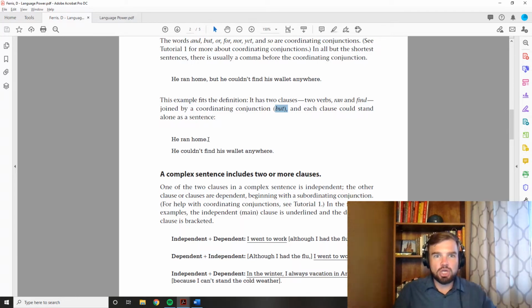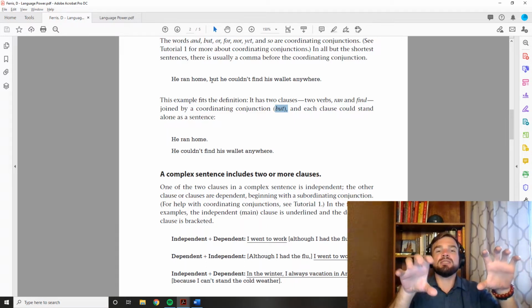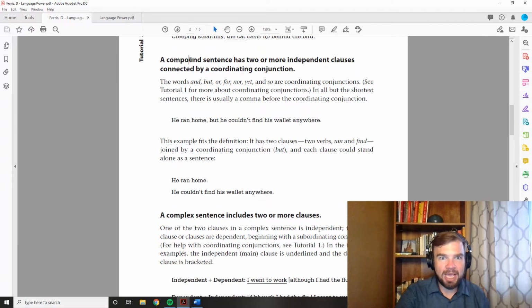To use a conjunction. So instead of he ran home, he couldn't find his wallet, that sounds like a list. We say he ran home, comma, but he couldn't find his wallet anywhere. Right? A coordinating conjunction links two independent clauses, and that is called a compound sentence.